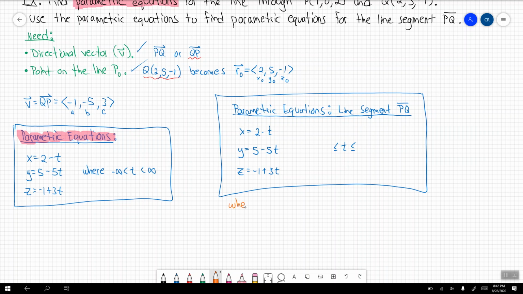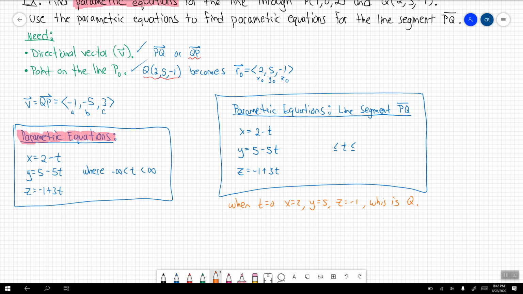So one of the things that I get here is that when t is equal to 0, we get x equals 2, y equals 5, and z equals -1, which is point Q. Great. Okay, so we found one of our parameters. t is equal to 0.